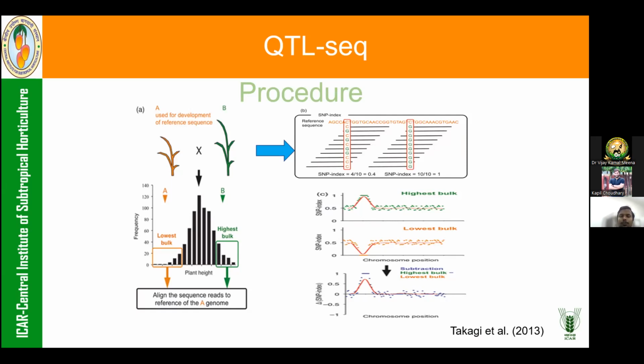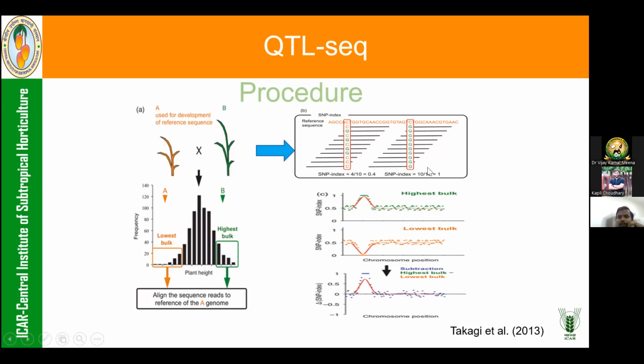like rice. The first report was in rice, where the mapping population was developed, like F2, with the lowest bulk and the highest bulk. I think they mapped sheath blight resistance, with a bulk for lowest resistance and a bulk for highest resistance. They sequenced these bulks to an optimal depth, aligned those reads on the reference genome, and identified where the SNPs are, meaning at which particular site SNPs are there.